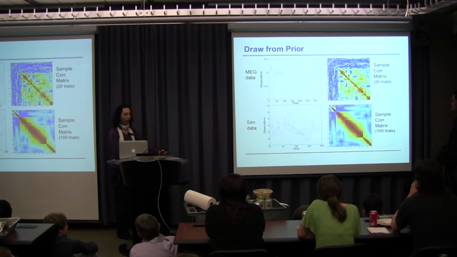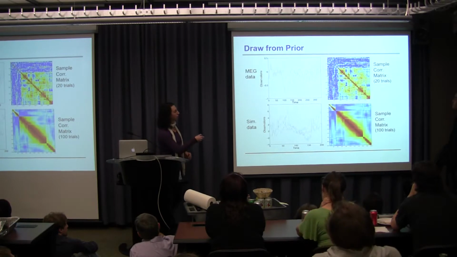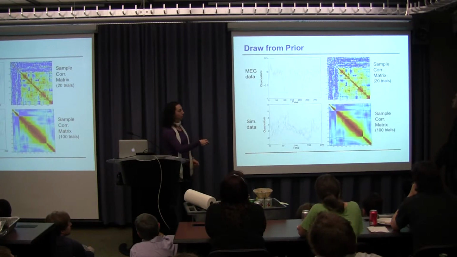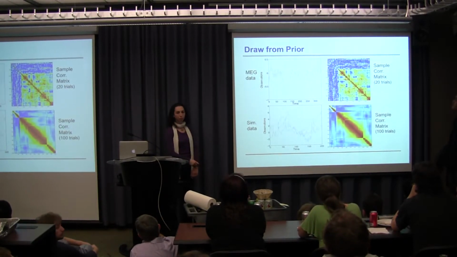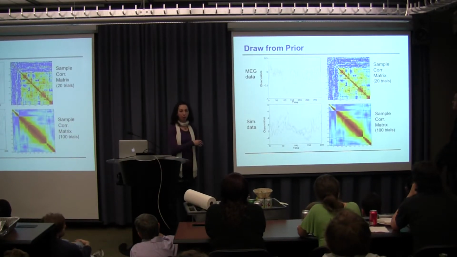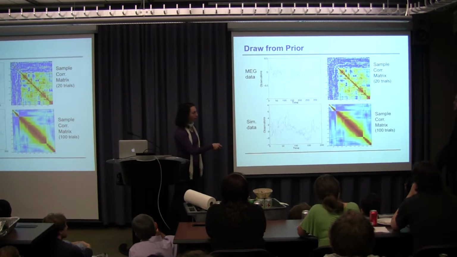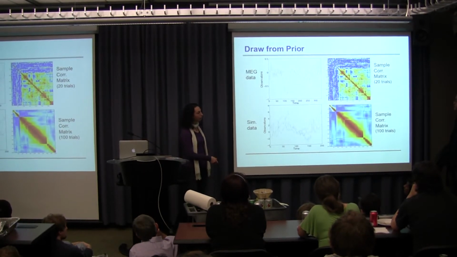So let's just look at what draws from the prior of this process look like. On the top row, I'm again showing this MEG data. Here it's just 3 trials, and the sample correlation matrix is estimated from 20. And on the bottom row, I'm showing a draw from this multi-resolution GP, where here, these are 3 trials drawn, but the sample correlation matrix is estimated from 100.